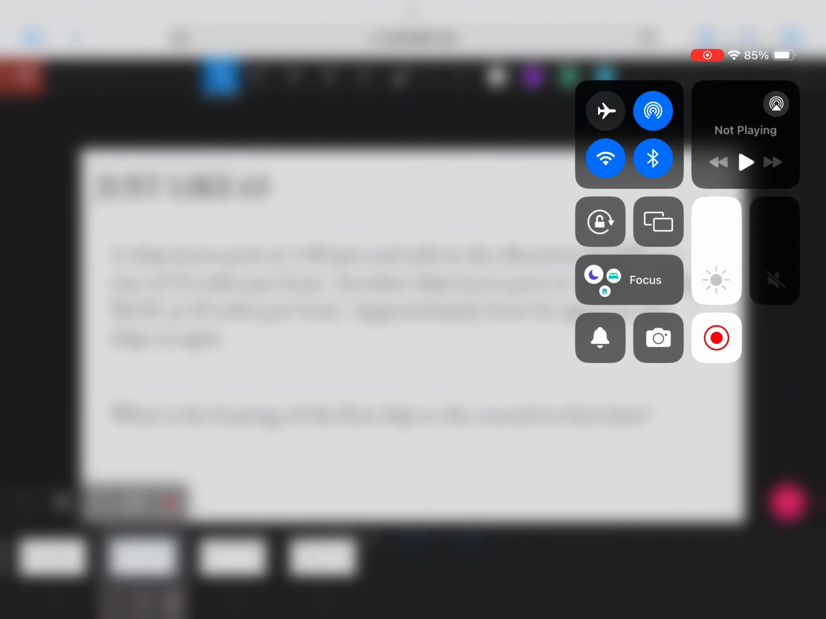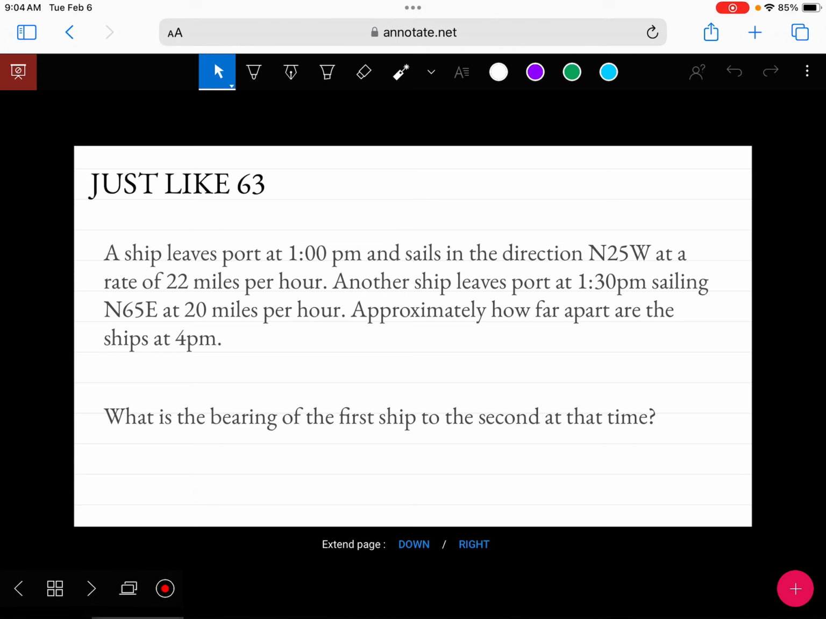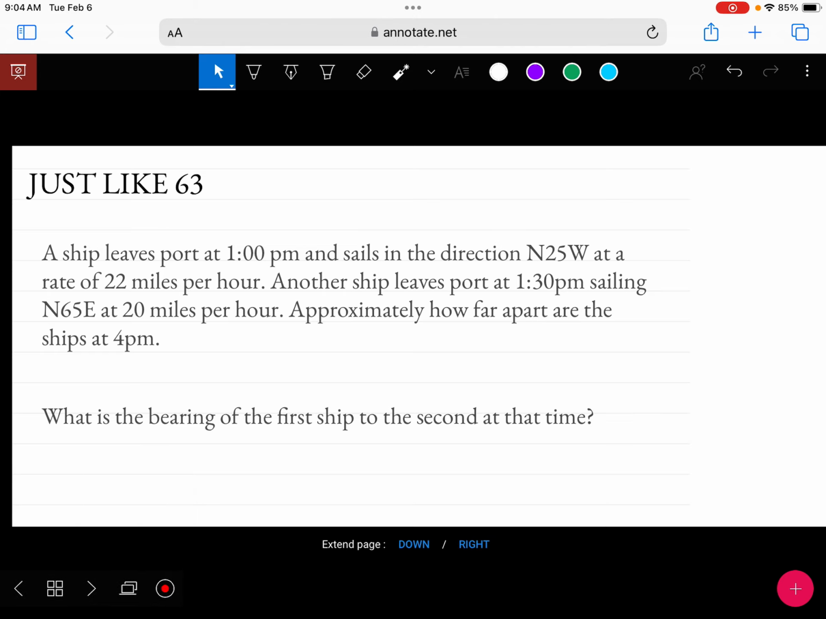My microphone is off. There we go. Now the microphone's working. That means I'm going to need to re-record my algebras. Love it. At least I discovered it early.